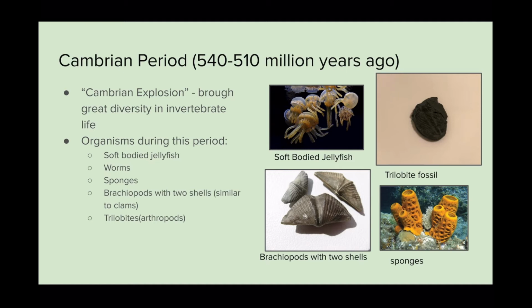It has a nickname of the Cambrian explosion, as it brought great diversity in invertebrate life. Some organisms that were present during this time period were soft-bodied jellyfish, worms, and sponges, brachiopods with two shells similar to clams, and trilobites or arthropods, which were dominant.